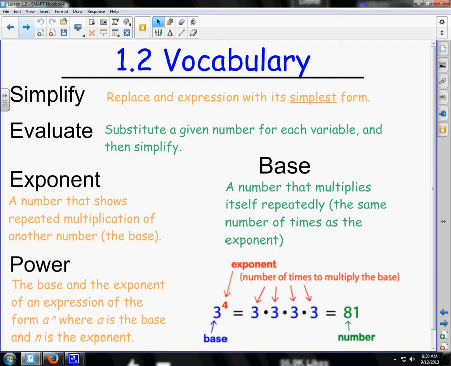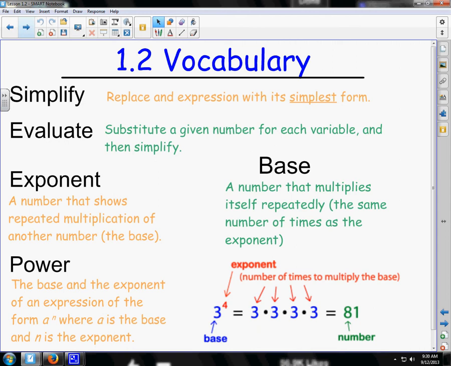Now, you might want to put this at the beginning of your notebook. If you don't have room, then just put it within your notes. But that might be a good spot for it, at the beginning. Simplify means to replace an expression with its simplest form. Evaluate means to substitute a given number for each variable. So those are pretty simple. You guys already know how to do those.